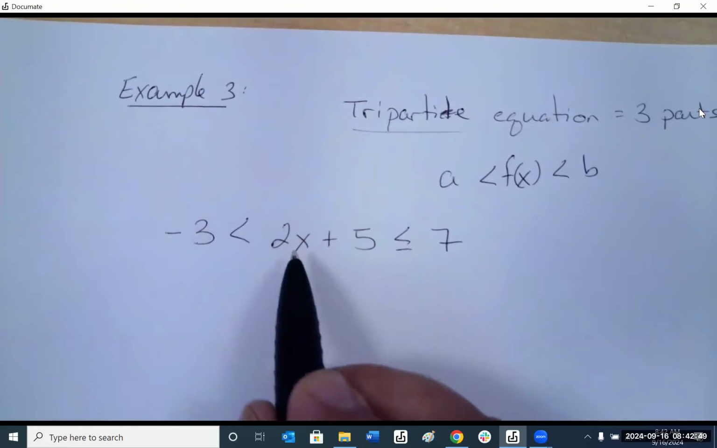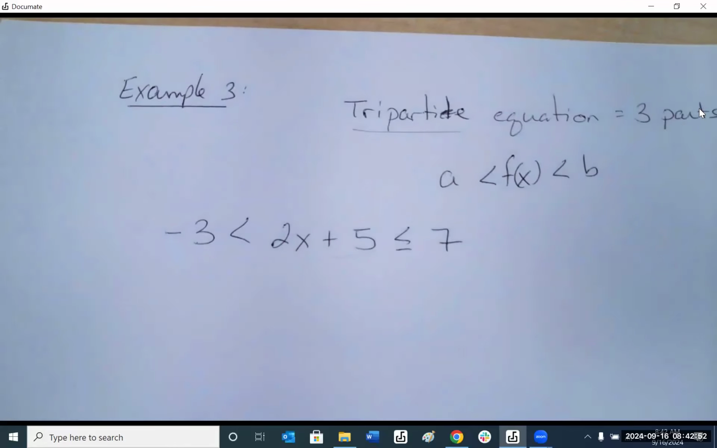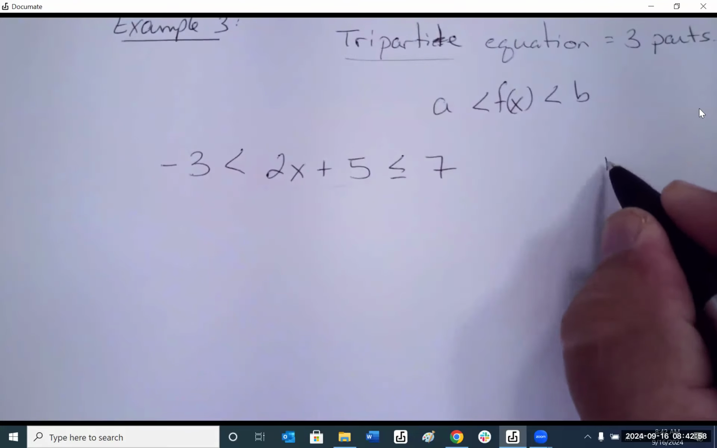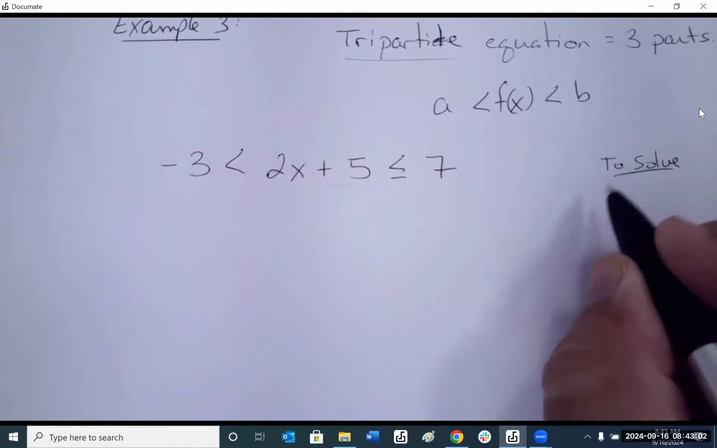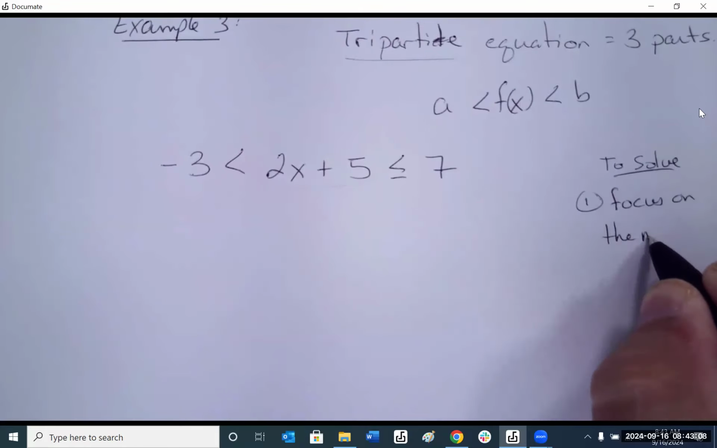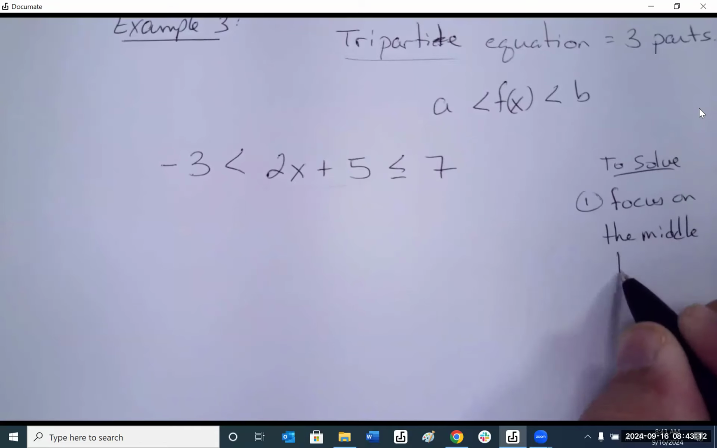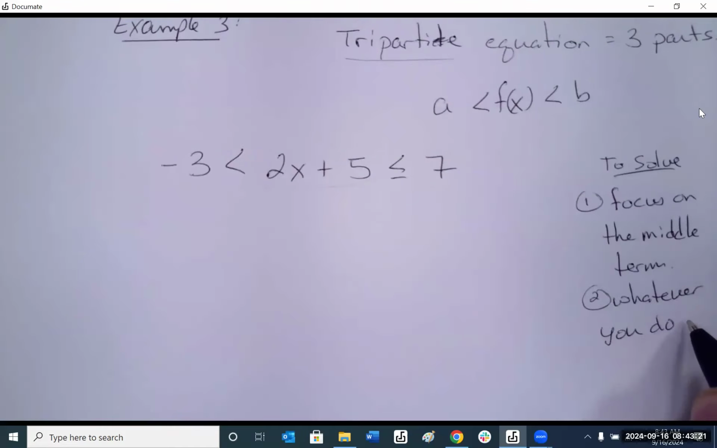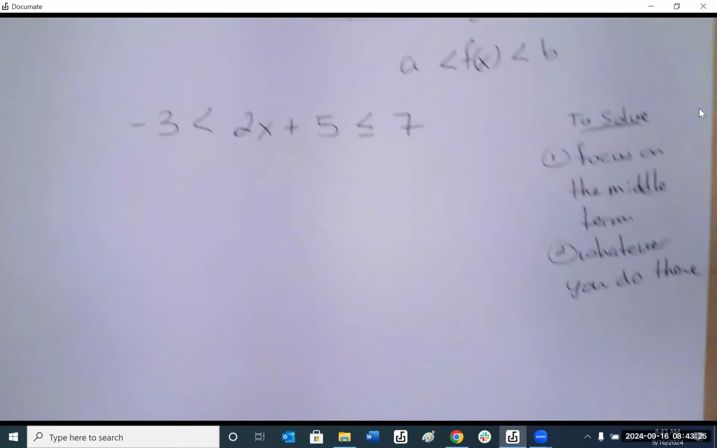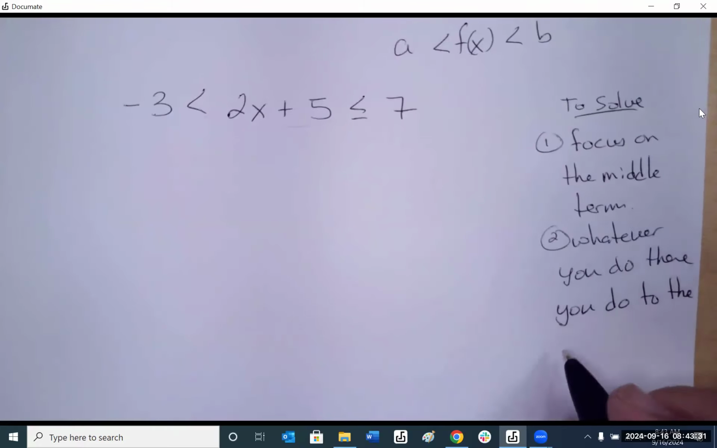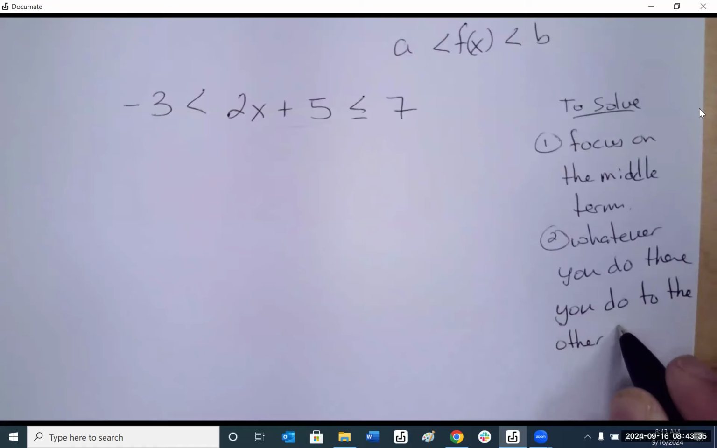So here's your number A, here's your function with X, and here's B. Whenever you have this, focus on the middle term. Whatever you do there, you do to the other 2 sides.